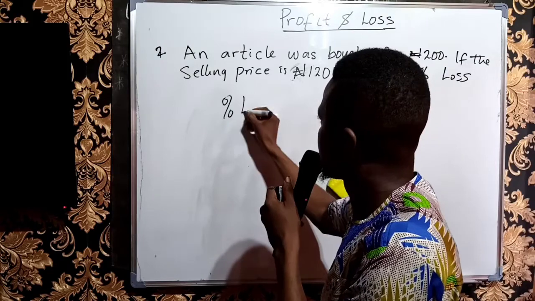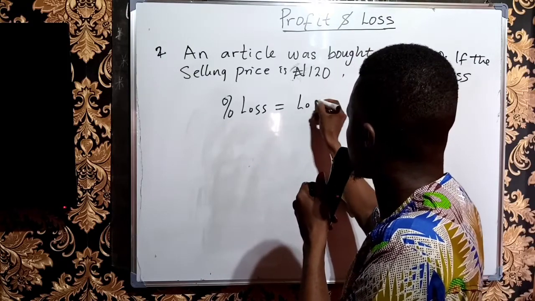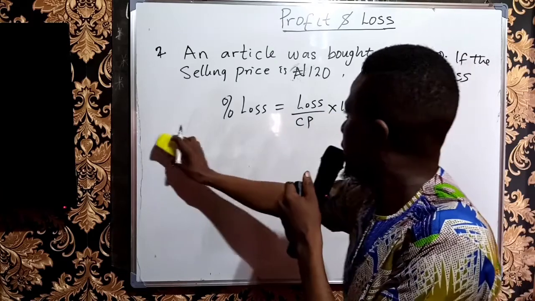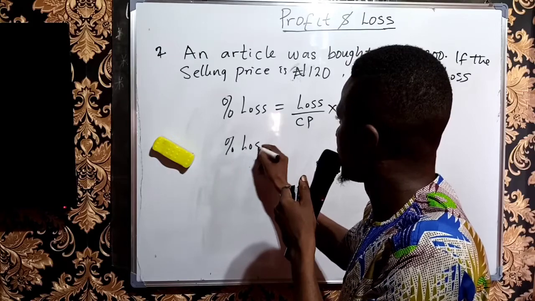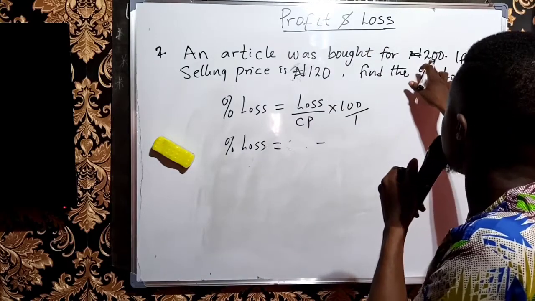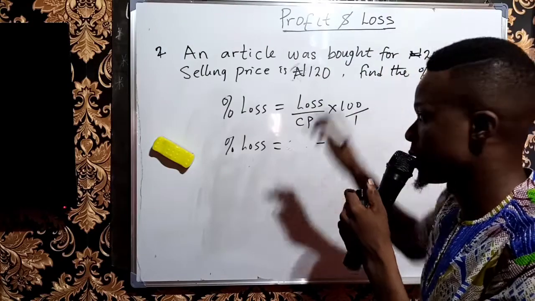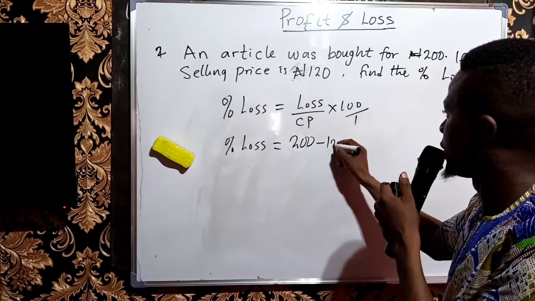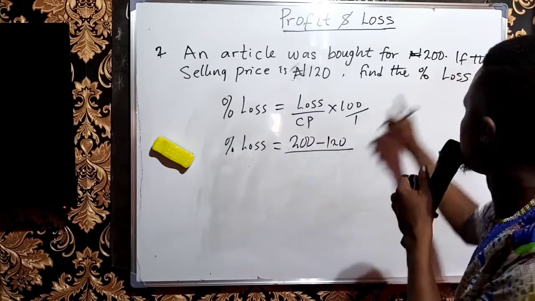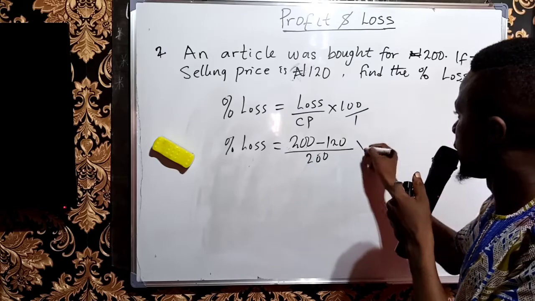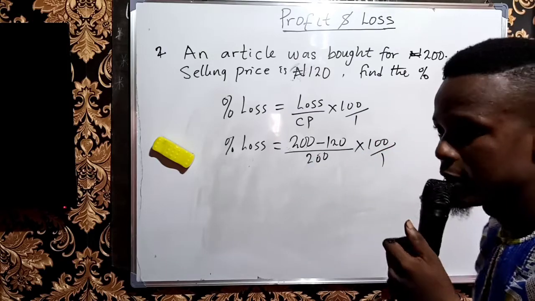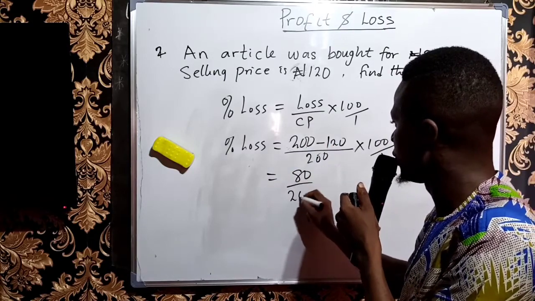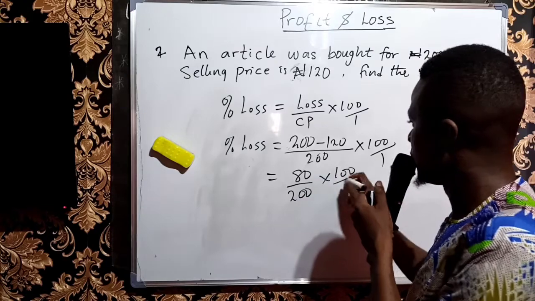So percentage loss is equivalent to loss over cost price times 100 over 1. And our percentage loss will now be equivalent to loss, it is cost price minus selling price when it comes to loss. So we have cost price of 200 minus selling price of 120 over cost price, which is still 200, then times 100 all over 1. So we have 200 minus 120 is 80, all over 200 times 100 all over 1.